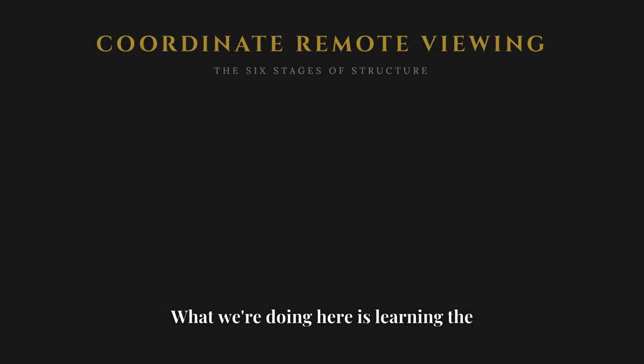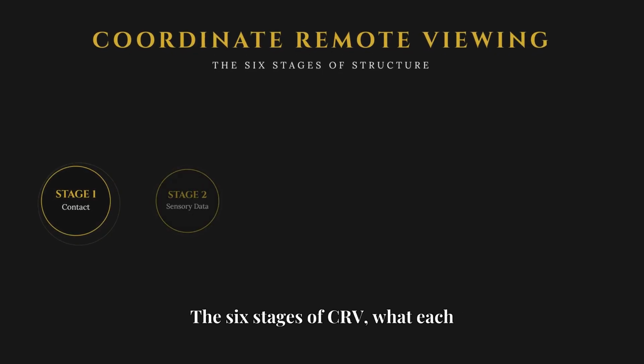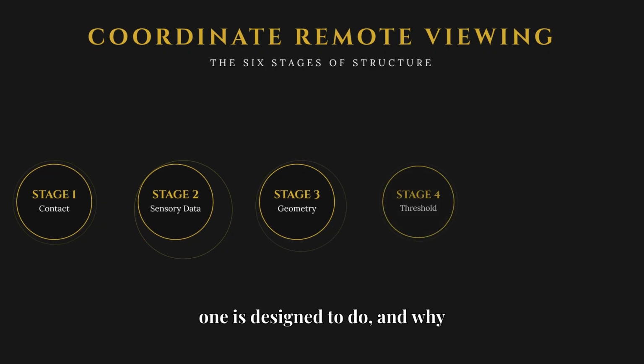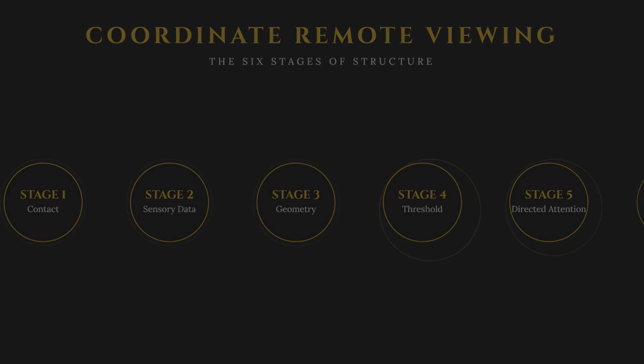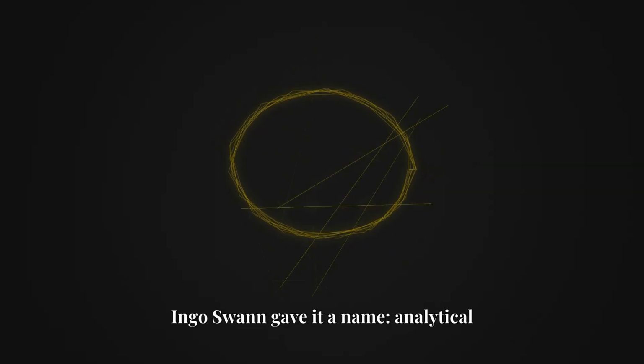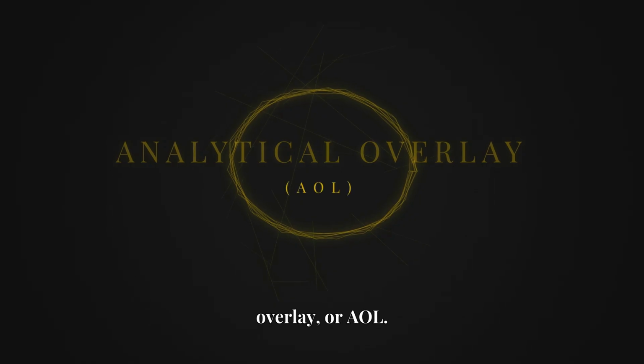What we're doing here is learning the structure, the 6 stages of CRV, what each one is designed to do, and why the sequence was built the way it was. Before the 6 stages make sense, you need to understand the problem they were built to solve. Ingo Swann gave it a name, analytical overlay, or AOL.